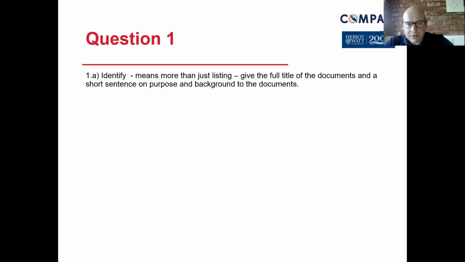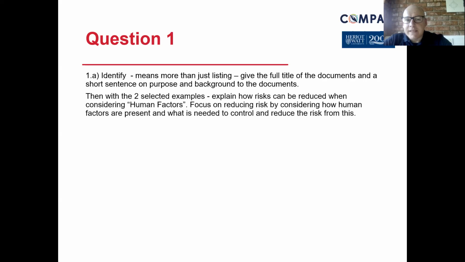So what we really want is a short sentence at the side of the title of each document, talking about the purpose and background of that document. Then with the 2 selected examples, explain how risks can be reduced when considering the human factors. So focus on reducing risk by considering how human factors are present and, in fact, what is needed to control and reduce those risks.